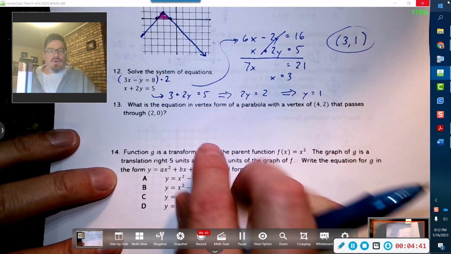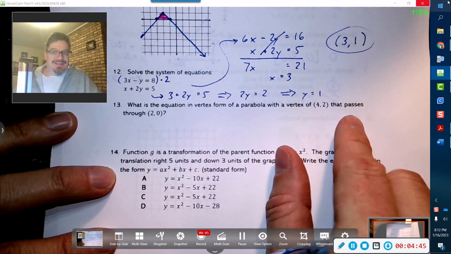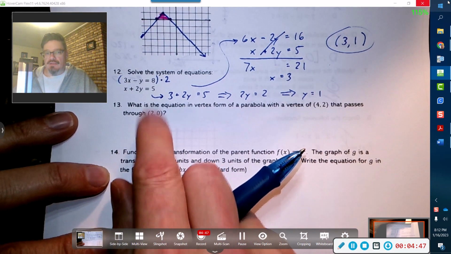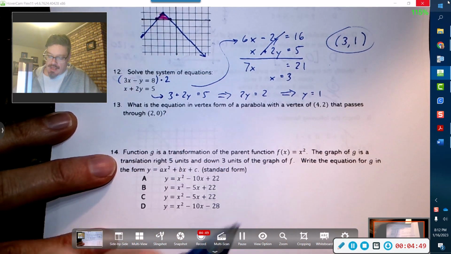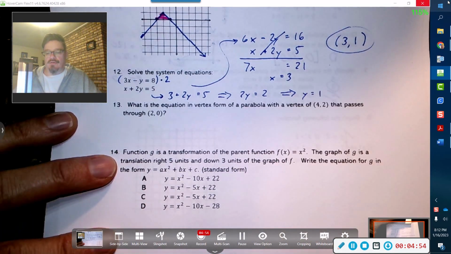Okay, what is the equation in vertex form of a parabola with this vertex? But it has to pass through this point. Okay, so if we just take the vertex, all right, we can get 2/3 of the equation done.